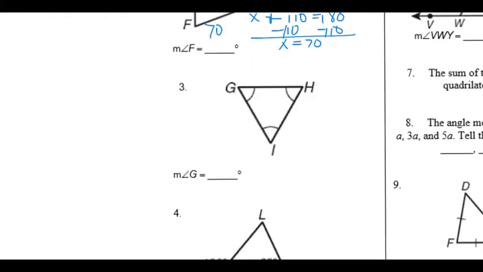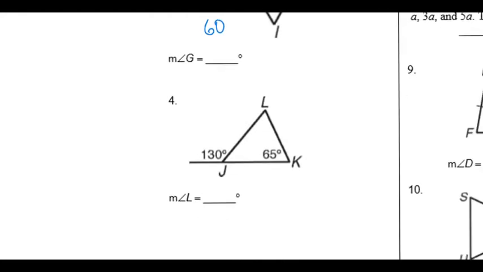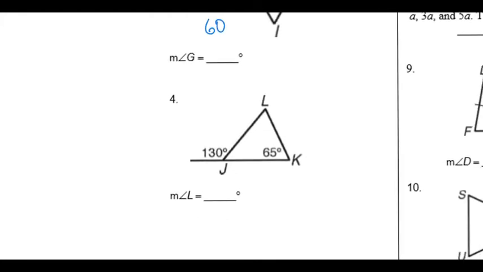On number 3, all of these three angles are actually equal. We don't know either one of them, so we'll call them all x. There's 3 of them, so 3x, and it's still a triangle. They all add up to be 180, still triangle sum theorem. Divide by 3 on both sides, and that means x equals 60. Well, angle G equals 60, angle H equals 60, and angle I equals 60. They're just asking me for G. It's 60.